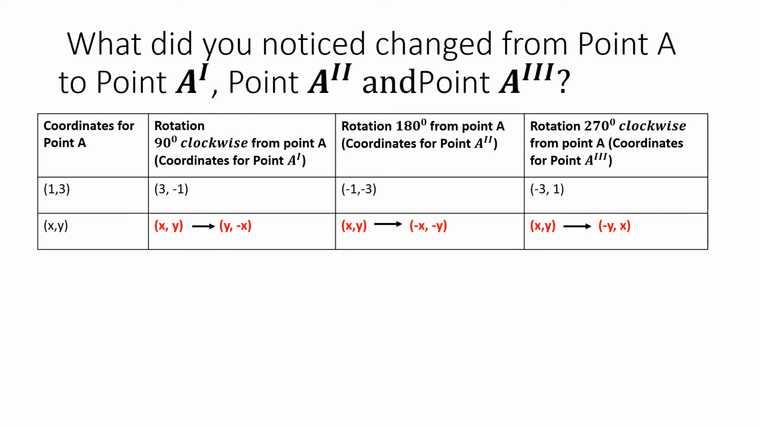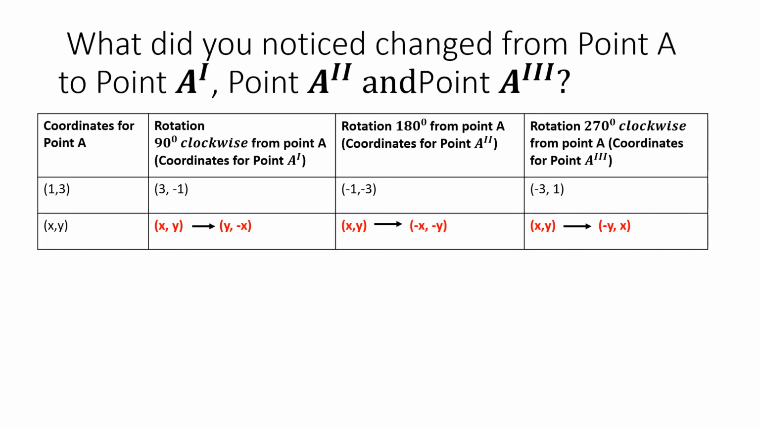What did you notice change from point A to A prime, A double prime, and A triple prime? We noticed that point (1, 3) when rotated 90 degrees clockwise became (3, -1). When we rotated point A 180 degrees, it became (-1, -3). So the signs of x and y changed. When rotating 270 degrees clockwise, we noticed x and y interchanged and y became negative.